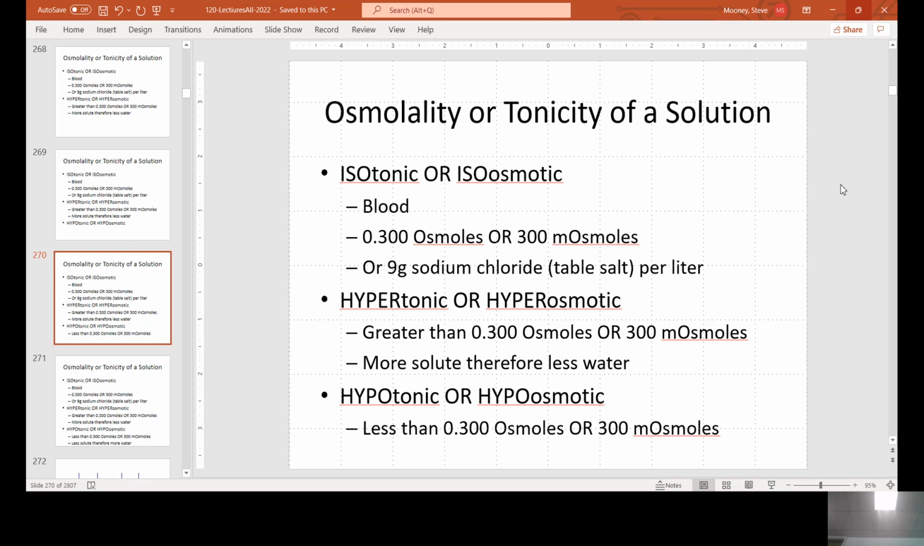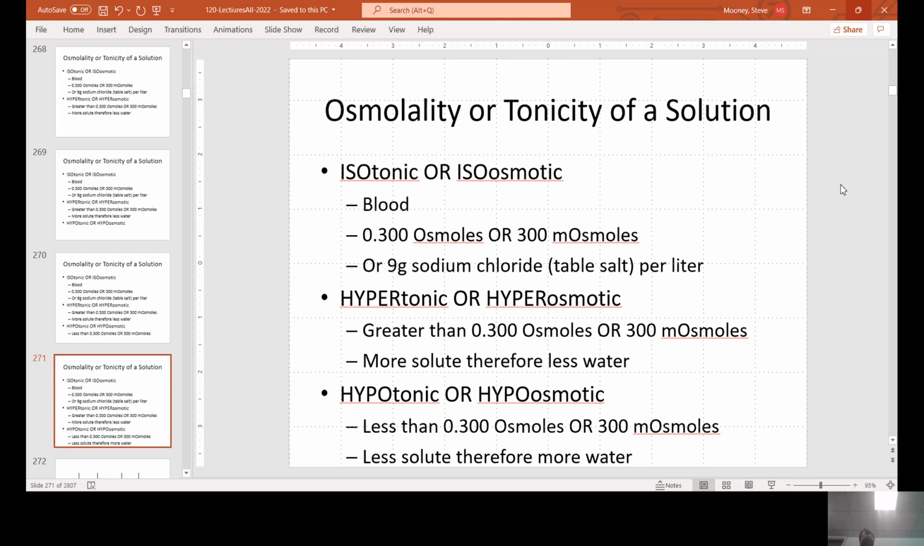So if I keep taking that solute out, what do I eventually get? I eventually get pure water, right? I remove solute. So the ultimate hypotonic or hypoosmotic solution is water. Nothing in it. So less solute than an isotonic solution, but more water on a concentration basis.